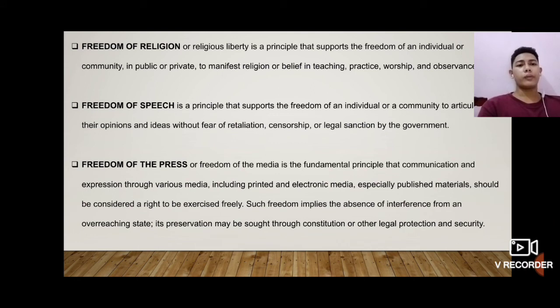Freedom of the press or freedom of the media is the fundamental principle that communication and expression through various media, including printed and electronic media, especially published materials, should be considered a right to be expressed freely. Such freedom implies the absence of interference from an overarching state. Its preservation may be sought through constitution or other legal protection and security.